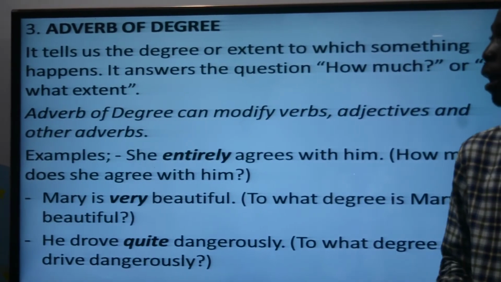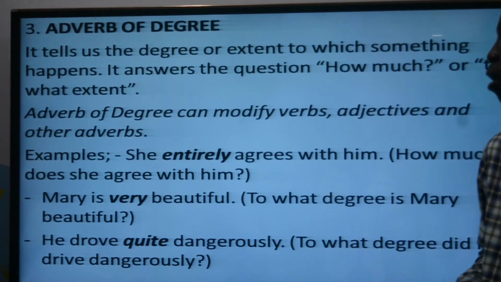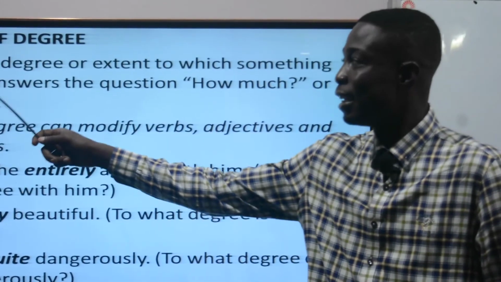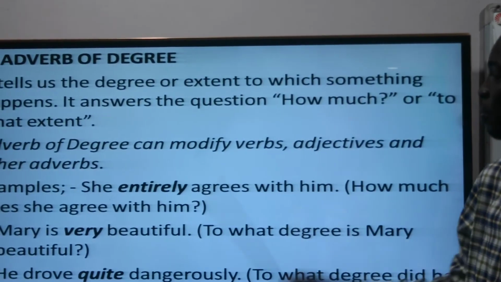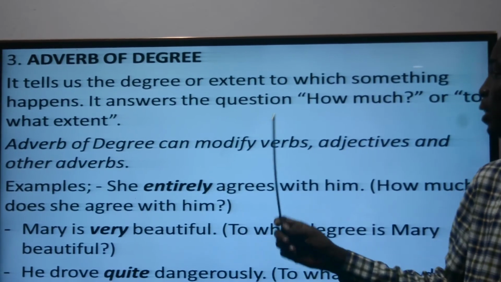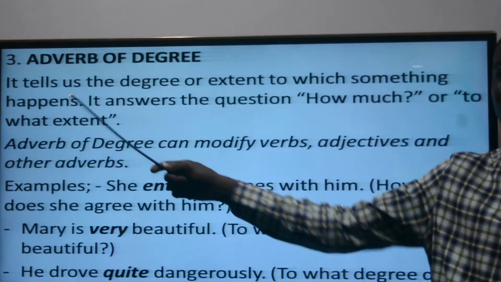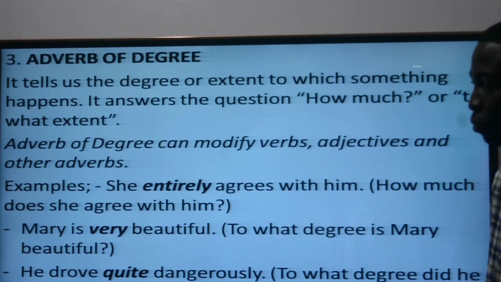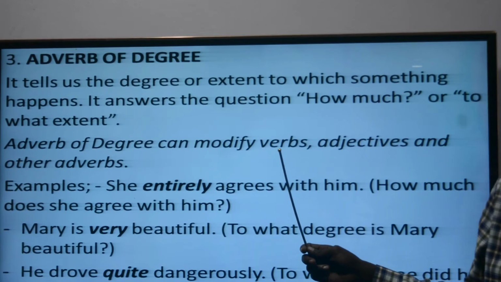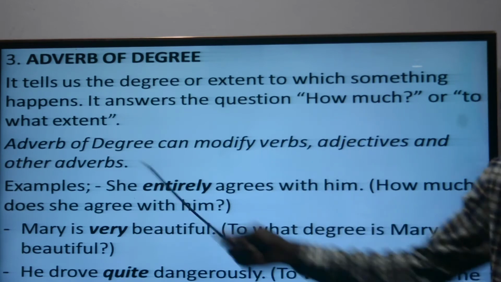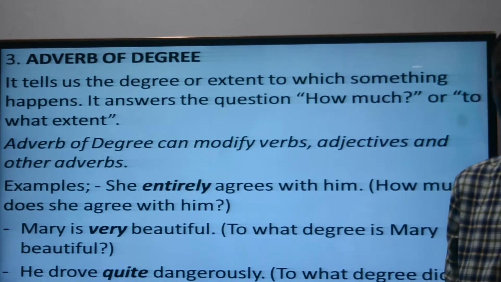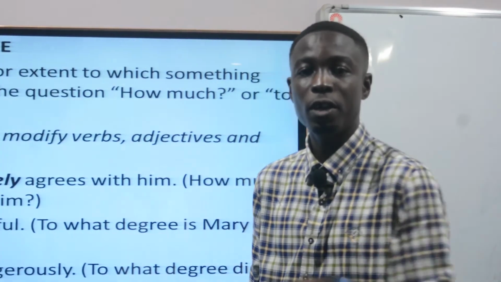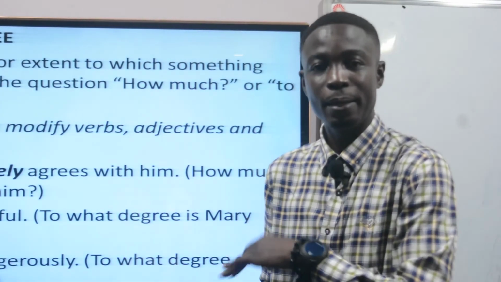The third one, an adverb of degree. It tells us the degree or extent to which something happens. And it answers the question, how much or to what extent? An adverb of degree can modify verbs. It can also modify adjectives and other adverbs as well. So unlike adverb of manner, that modifies only verbs, adverb of degree modifies all the three: verbs, adjectives, and adverbs.